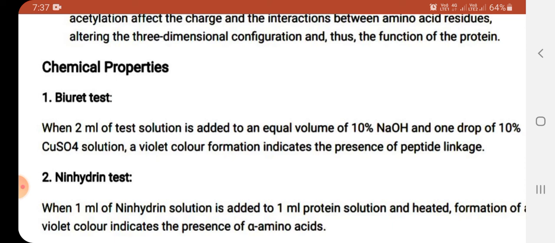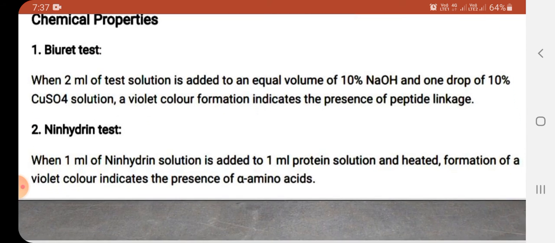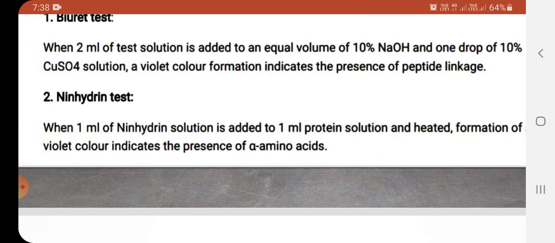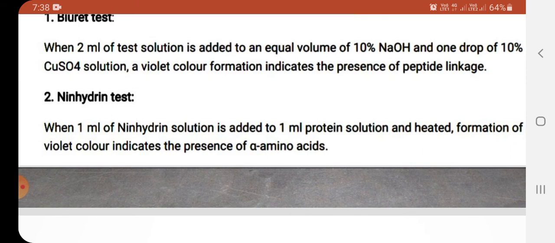Then second is the ninhydrin test. To perform the ninhydrin test, we take 1 ml of ninhydrin solution, which is then added to 1 ml of protein solution and heated. Formation of a violet color indicates the presence of alpha amino acid.